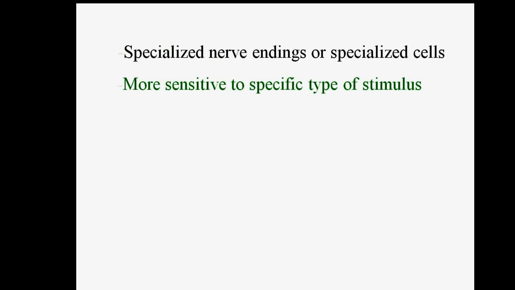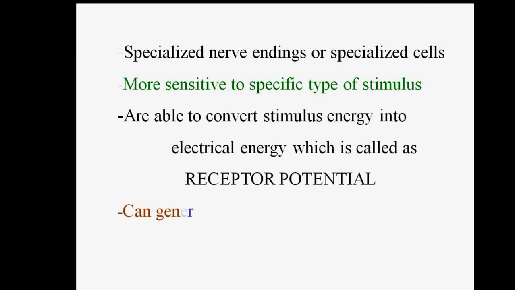These act as specialized nerve endings or specialized cells. They are more sensitive to a specific type of stimulus. They are able to convert stimulus energy into electrical energy, which is called receptor potential. This can generate an action potential in the connected nerve.